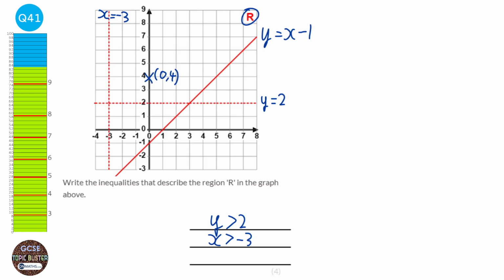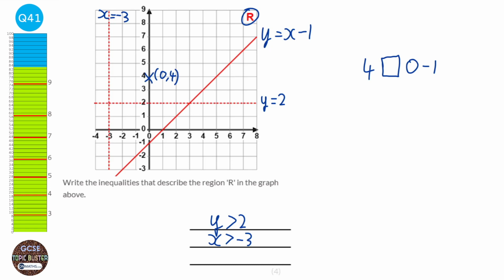So for our coordinate that we've picked, x is 0 and y is 4. So 4, and I'm just going to leave that blank, leave that as a box. And 0 minus 1. So all I've done is fed in the coordinate values into this equation.